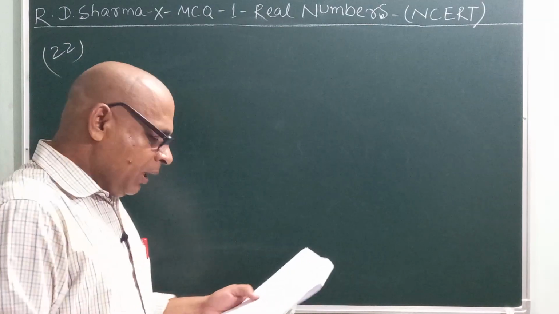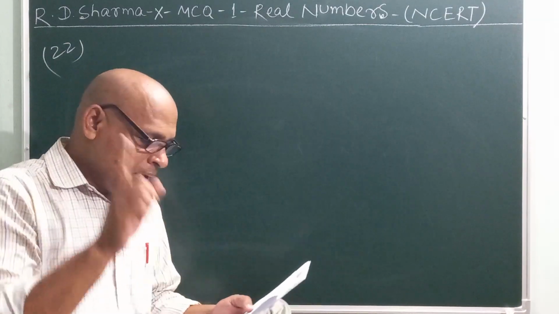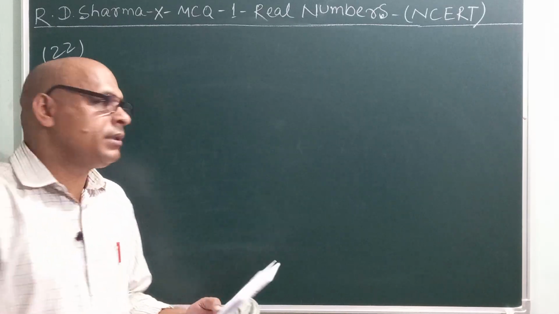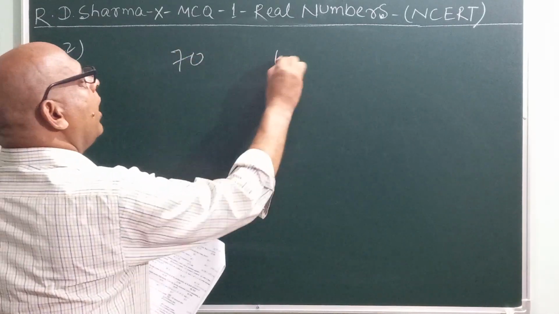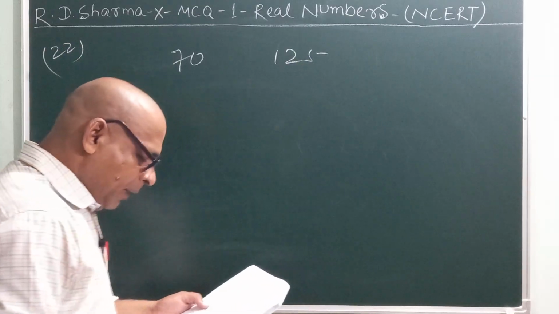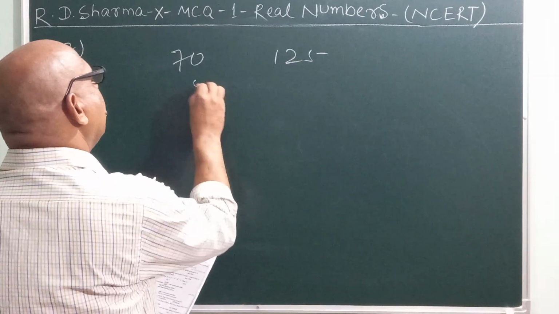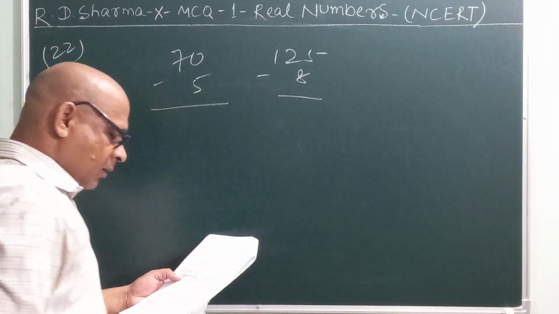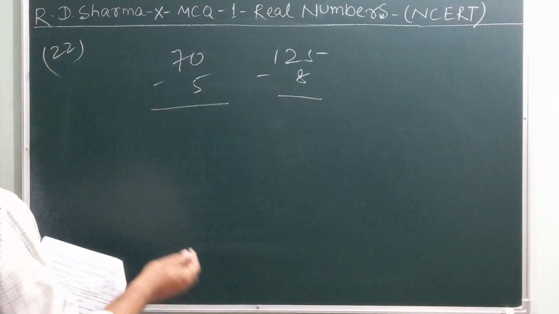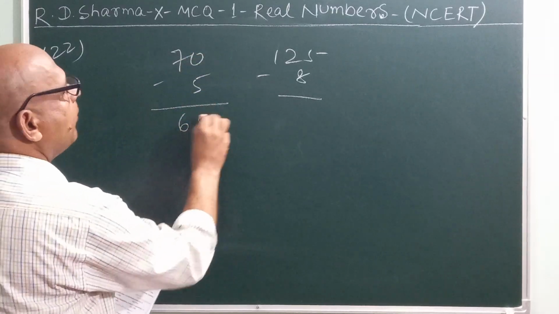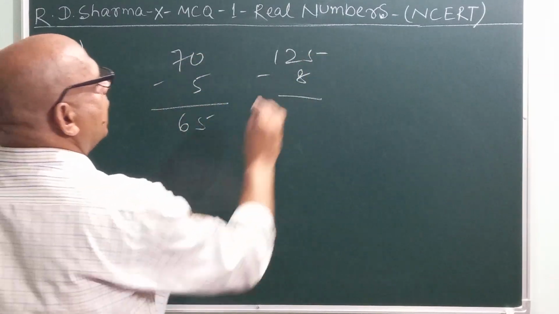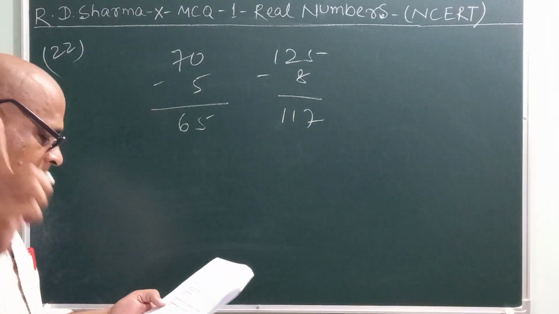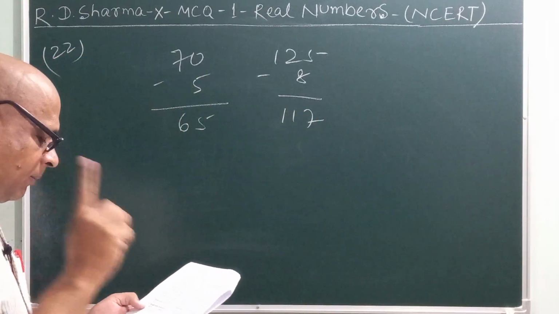The largest number which divides 70 and 125, leaving remainder 5 and 8 respectively, the number is dash. 70 minus 5 is 65, 125 minus 8 is 117. Largest number which divides 70 and 125.